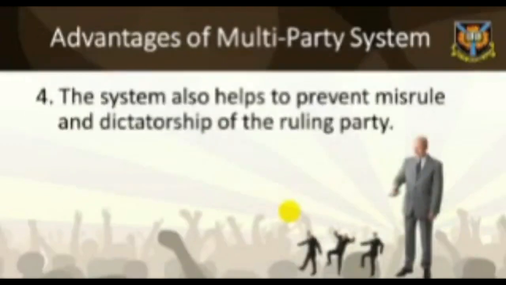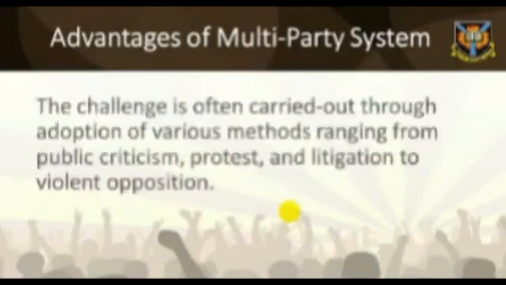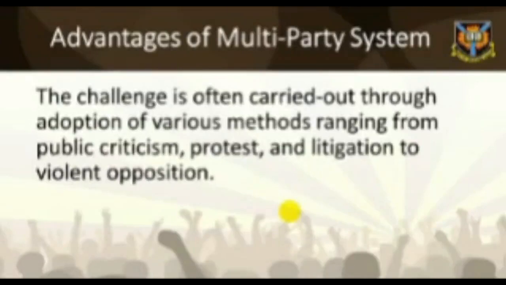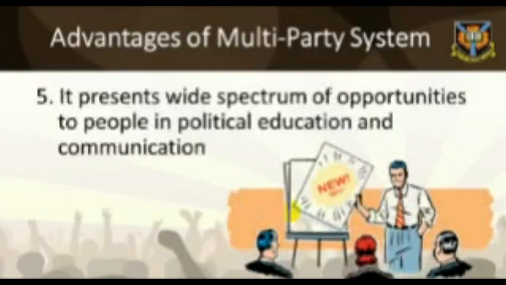4. The system also helps to prevent misrule and dictatorship of the ruling party. Here, the opposition parties are likely to challenge any dictatorial attitude exhibited by the ruling party. The challenge is often carried out through adoption of various methods ranging from public criticism, protests, and litigation to violent opposition. 5. It presents wide spectrum of opportunities to people in political education and communication.